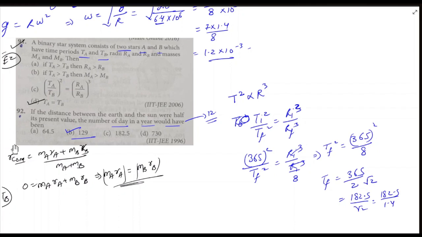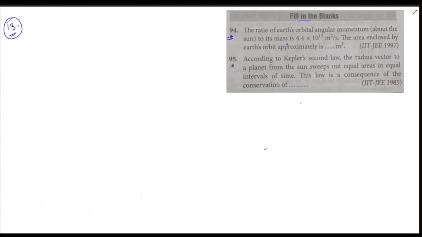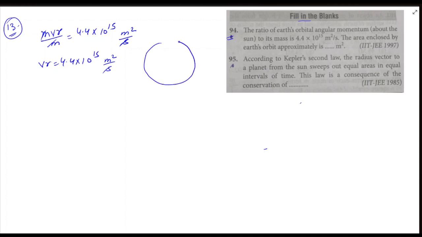Yes, let's move on to our 13th question. We have the ratio of Earth's orbital angular momentum to its mass is 4.4. So we have the angular momentum m v r divided by m is what? 4.4 into 10 raised to power 15 meter square per second, right? m will get cancelled. So we have v r equal to 4.4 into 10 raised to power 15 meter square per second. Now we have to find the area enclosed by it. So we have area is what?